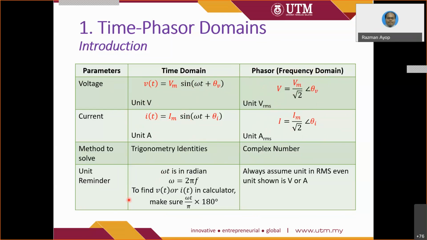Another thing to remember is the unit. wt here is in radians. Make sure that you change to degrees when you calculate in your calculator. Also this is an important formula: w equals 2 pi f, the angular frequency. This is how to change frequency to angular frequency. And for phasor, even though there is no RMS in the unit, assume that all in the phasor domain, all the units are in RMS.